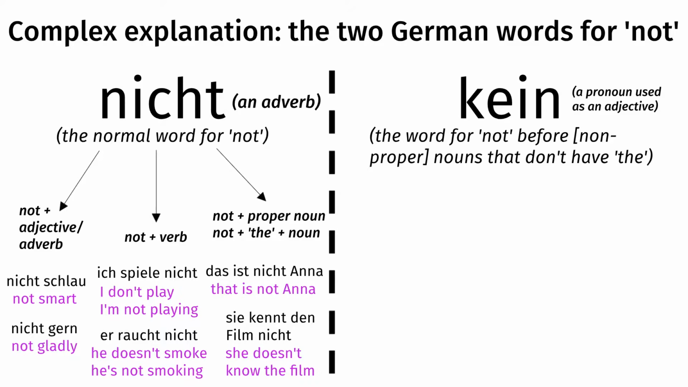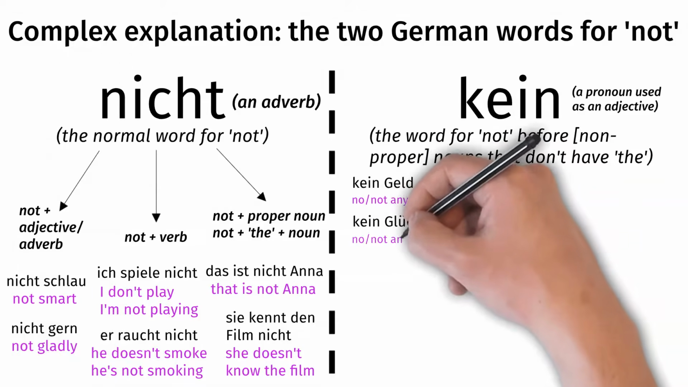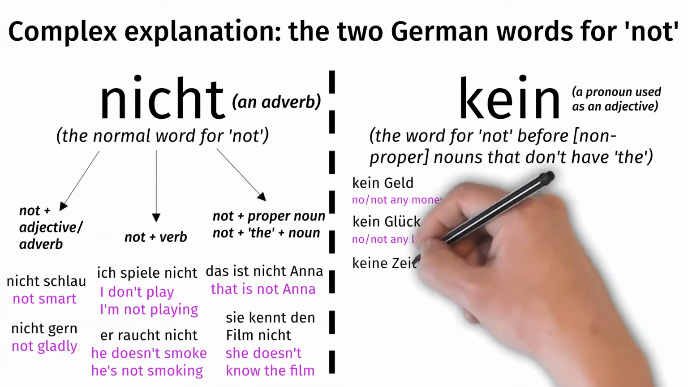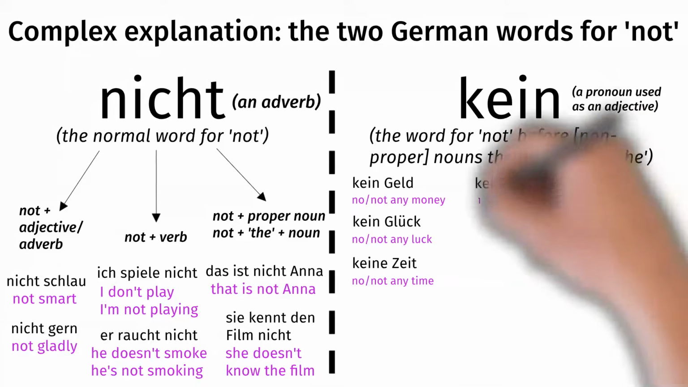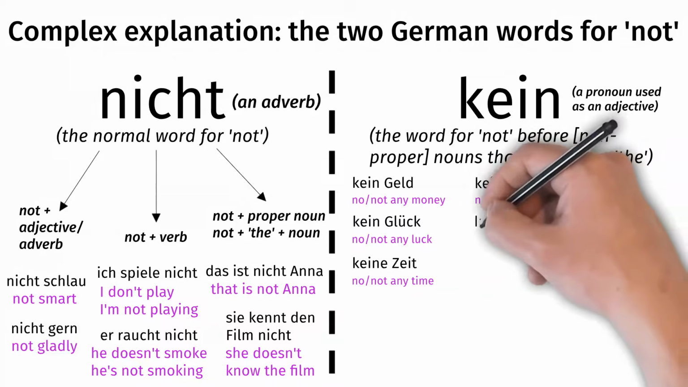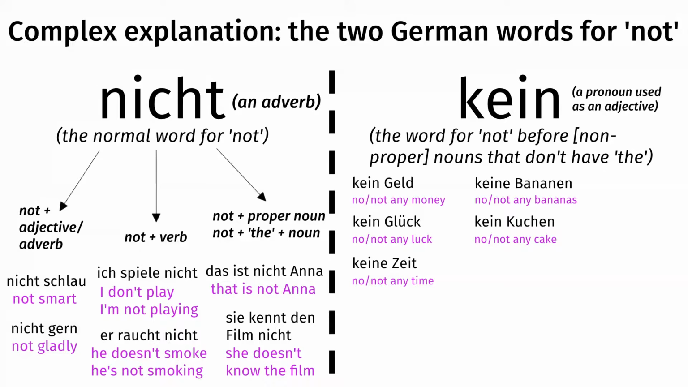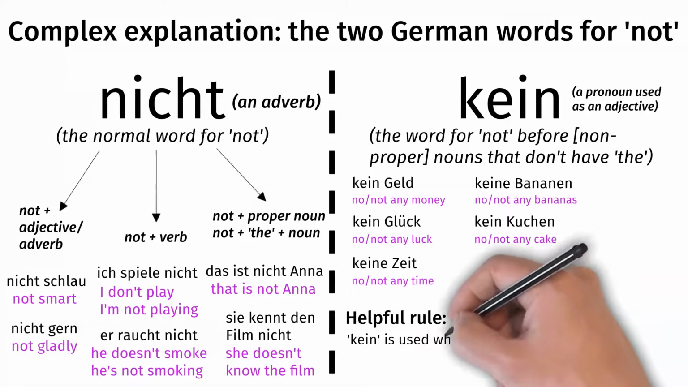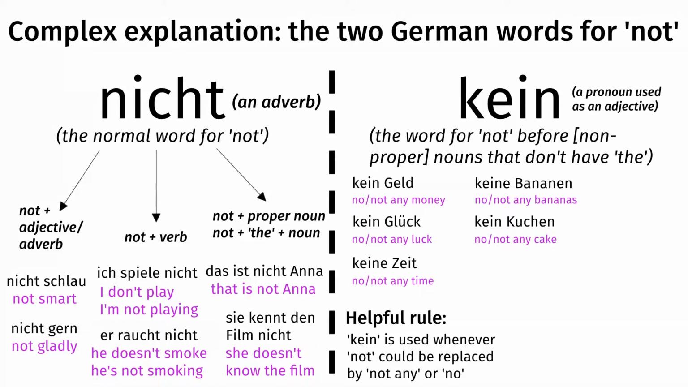Let's look at some examples. Kein Geld, no or not any money. Kein Glück, no or not any luck. Keine Zeit, no or not any time. Keine Bananen, no or not any bananas. Kein Kuchen, no or not any cake. Remember our helpful rule, kein is used whenever not could be replaced by not any or no. And all of these expressions fulfill that criterion.